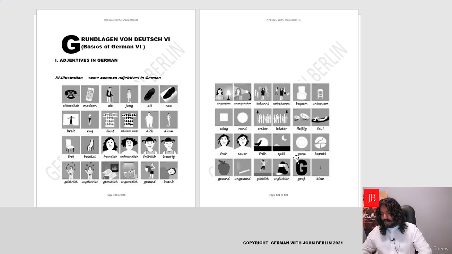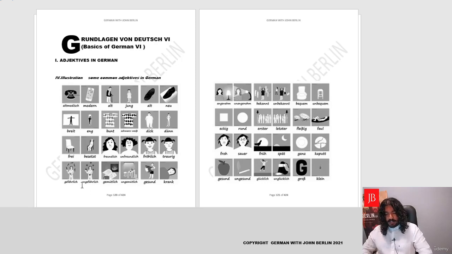Yes. Ganz und kaputt. Ganz is like whole. When something is complete, you say it ganz. Kaputt is broken, incomplete, or basically broken. That will be the right translation. So here we could say das ist ein ganzer Teller. It's like a plate, complete plate. Das ist ein kaputter Teller. That's like a broken plate.